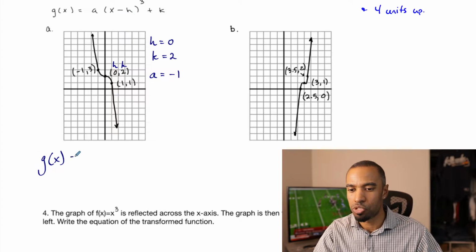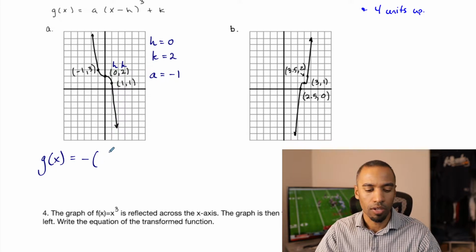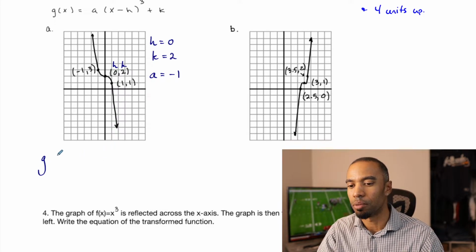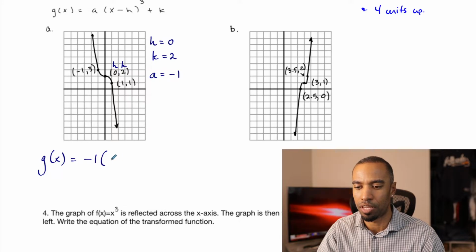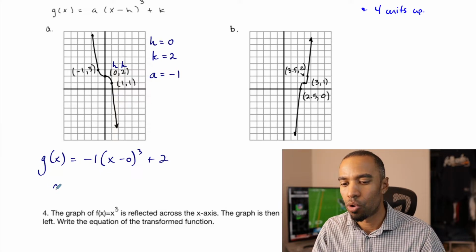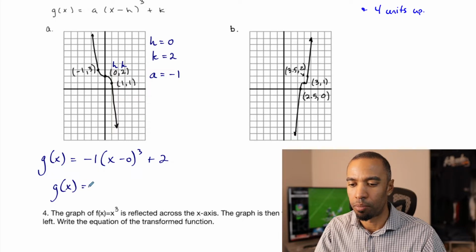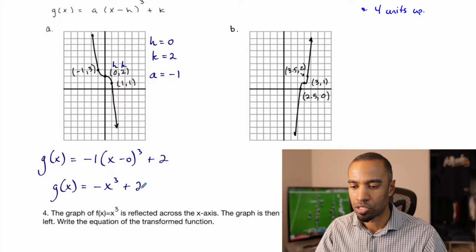So the equation becomes g of x equals negative 1 times the quantity, well, not even the quantity, this is just x. Here, let's write the raw form, and then we'll simplify it so you're not too confused. Negative 1 times the quantity x minus 0 cubed plus 2. That plus K is plus 2. So in simplified form here, negative symbol, x minus 0 is x, we're going to cube it, and then plus 2.